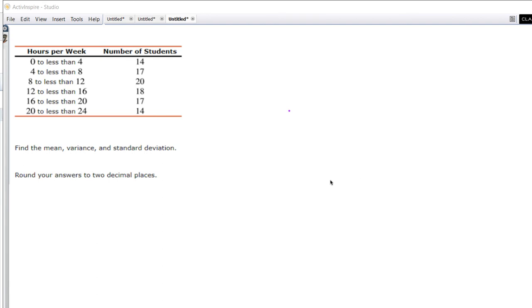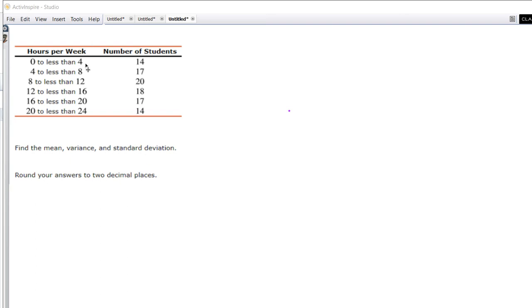Now we are finding the mean, variance, and standard deviation for grouped data on our calculator. So here we have, I think this is texting, the number of hours spent texting for a sample of students, hours per week spent. So in order to do this, what we want to do is create two lists.